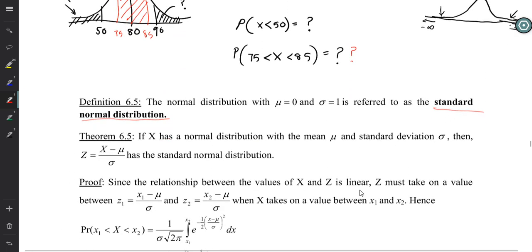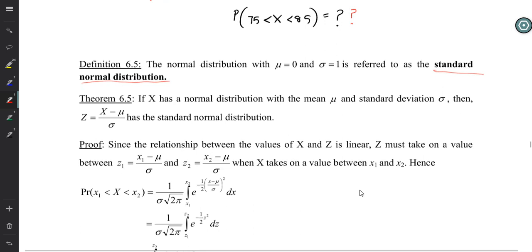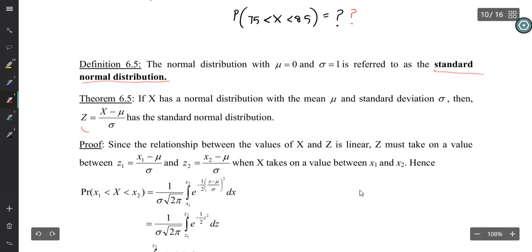Now, how do you standardize? How do you transform your normal distribution to standard normal distribution? That is called the standardization of finding the z-score. How do you find the z-score?